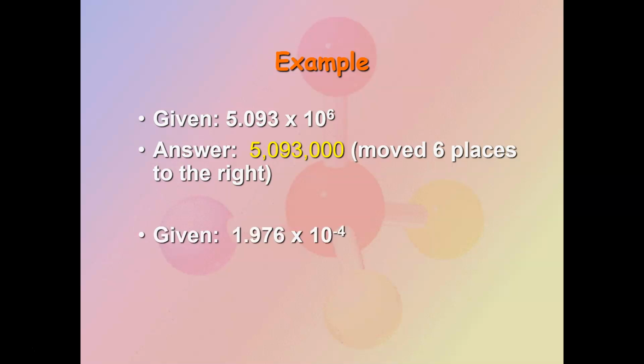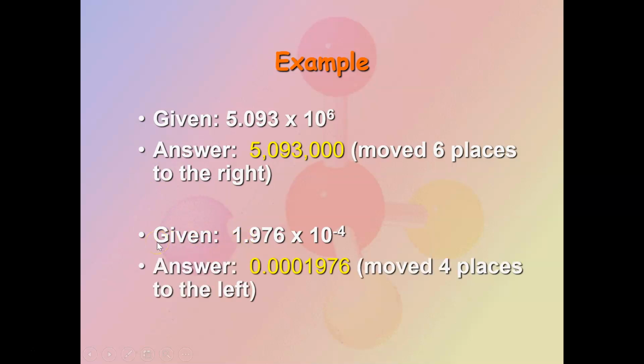On the other end, if I was given the number 1.976 times 10 to the negative 4th, since that's a negative exponent, I'm going to move to the left. I move the 1, then I run out of space, so I'm going to add 3 zeros to fill it in, making my number 0.0001976. See, scientific notation isn't that bad.